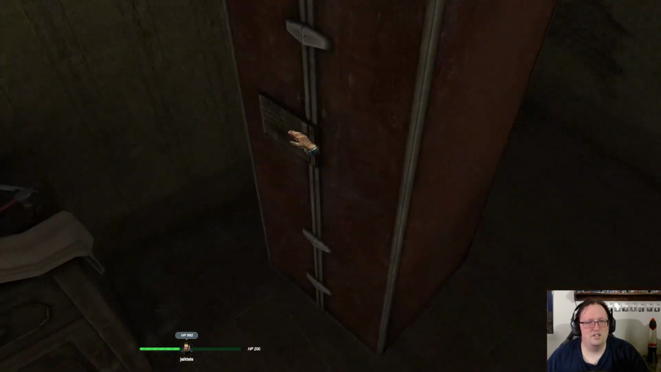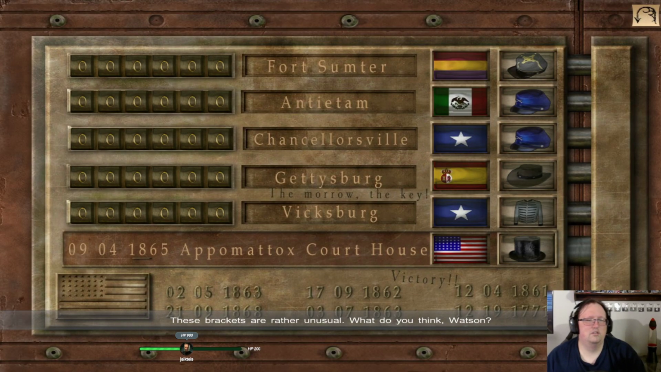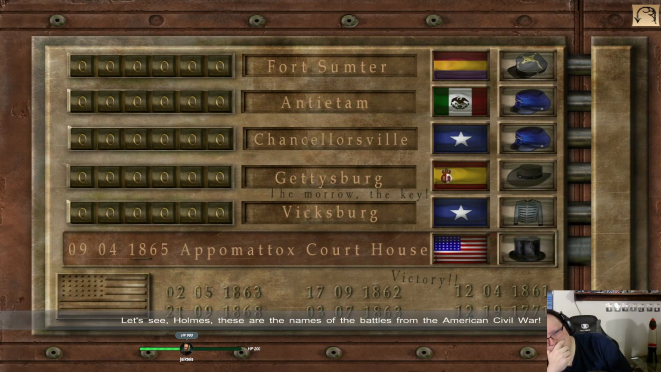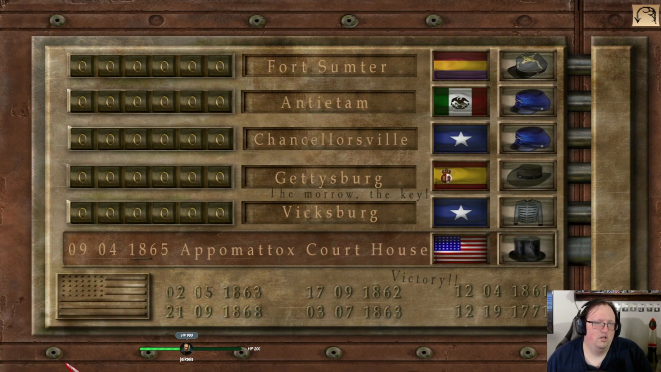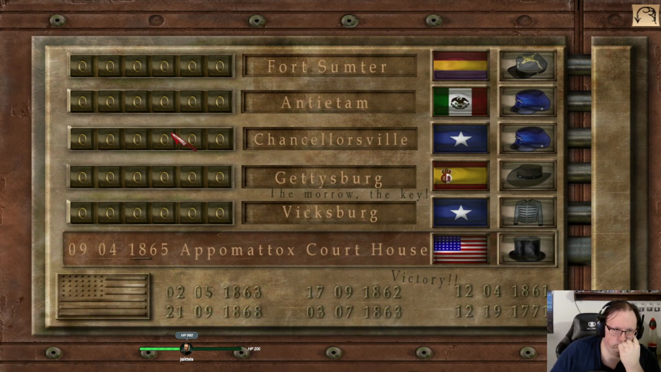I didn't see that. Going by its size, this enormous trunk must be a wardrobe. These brackets are rather unusual. What do you think, Watson? Let's see, Holmes. These are the names of the battles from the American Civil War. So, what am I doing? Let's see. 5 latches, each fitted with a 6-number combination system. All right. Fort Sumter. When did that happen?